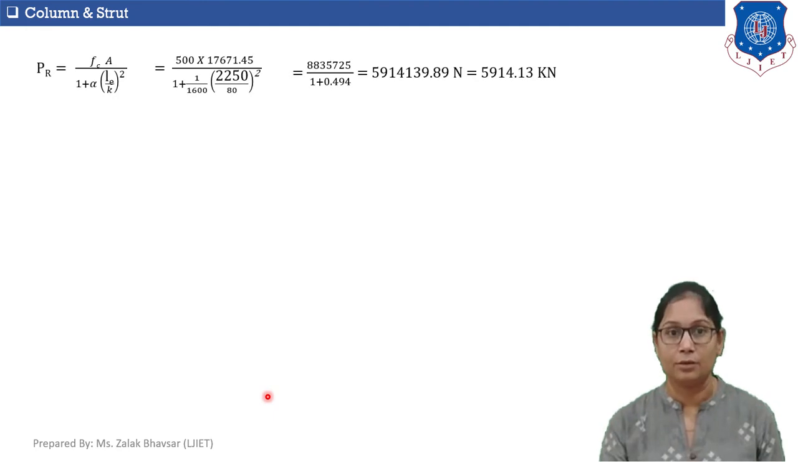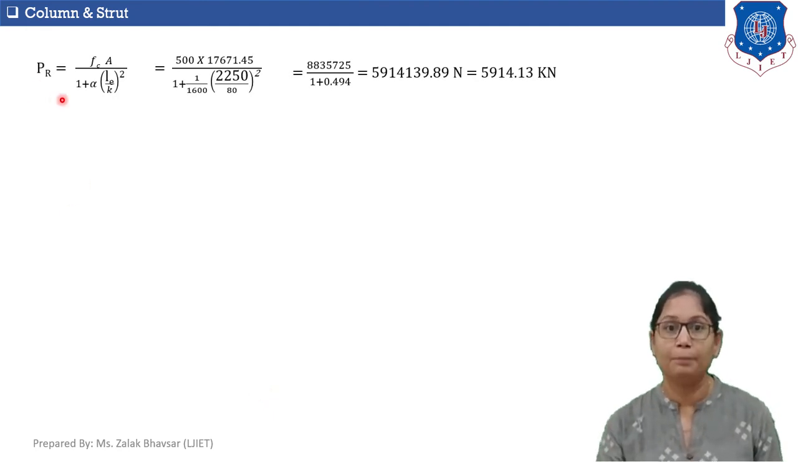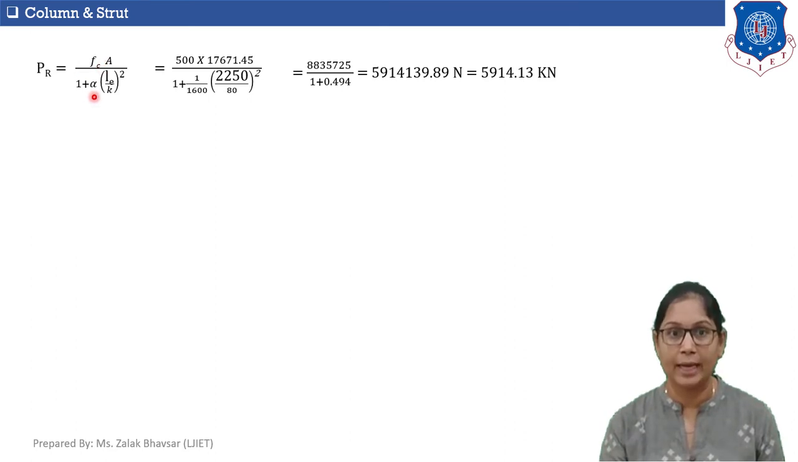Now let's calculate PR. So PR is equal to FC into A upon 1 plus alpha LE upon K whole square. Value of FC, which is given, is 500. Area we calculated 17,671.45 upon 1 plus alpha. Alpha is given 1 by 1600. Value of LE, that is effective length, we calculated 2250, and radius of gyration K, as we calculated, is 80.